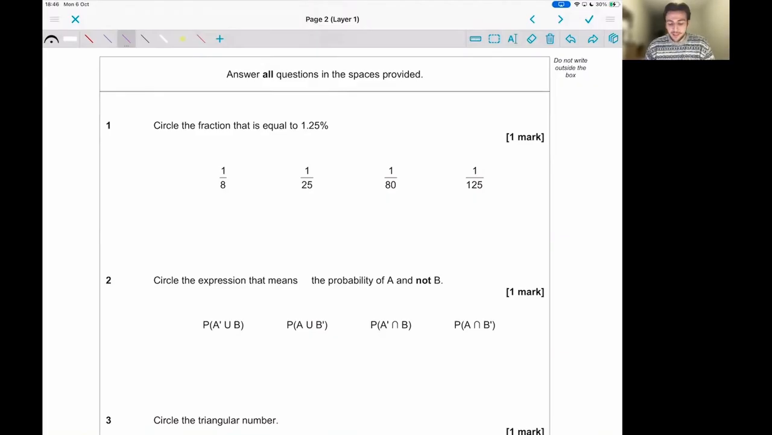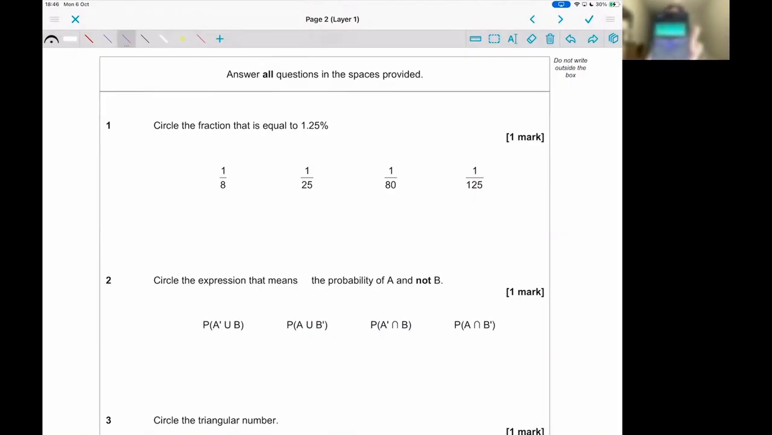Let's get into it. So, question 1. Circle the fraction that is equal to 1.25%. This is a calculator paper, so we're not going to overcomplicate this. We're going to find our calculator. We're going to type literally 1.25 and then find the button that says percent. We're going to type that in like that.